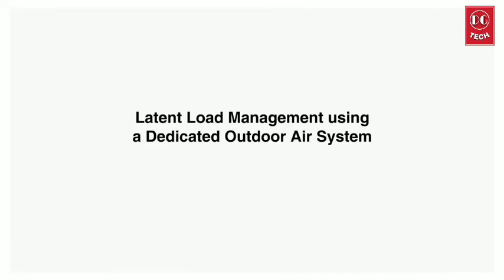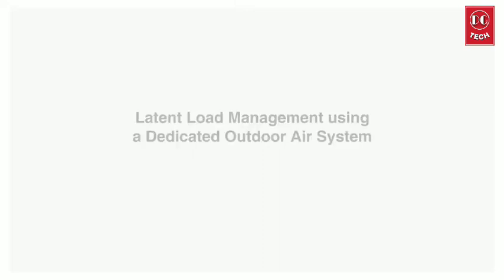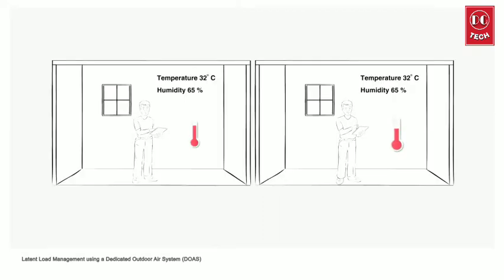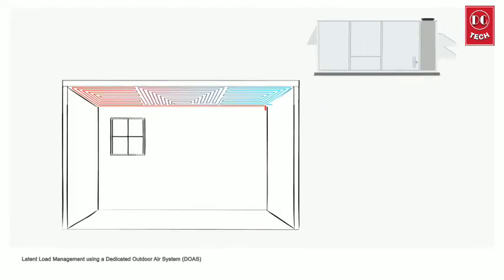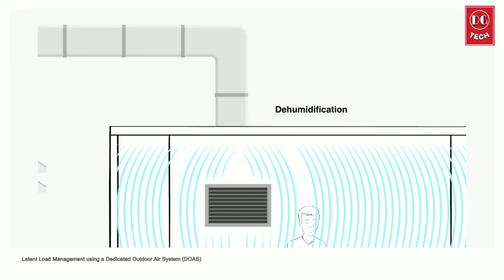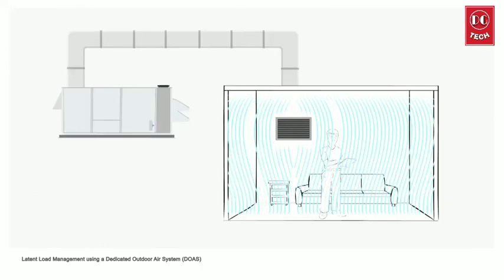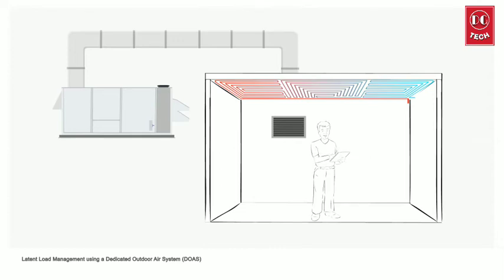Latent heat load management using a dedicated outdoor air system. Comfort is as much about humidity as it is about heat. While radiant panels take care of the heat in the air, a dedicated outdoor air system is essential to handle humidity in the space. Along with dehumidification, the dedicated outdoor air system accomplishes ventilation and filtration. The air quantity requirement in this system is much lesser when compared to a typical air-based cooling system. Together with a dedicated outdoor air system, radiant cooling can completely address the thermal comfort requirements in any climatic zone.